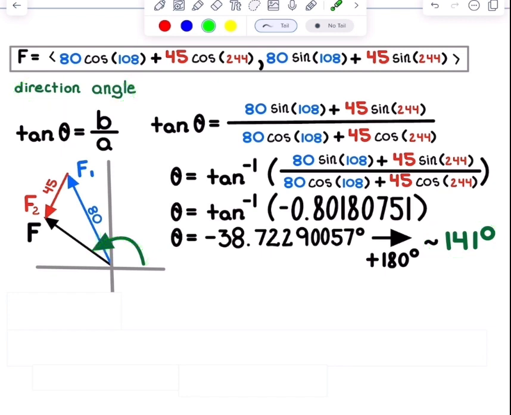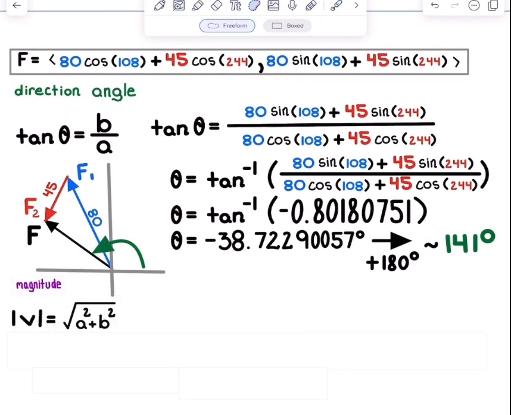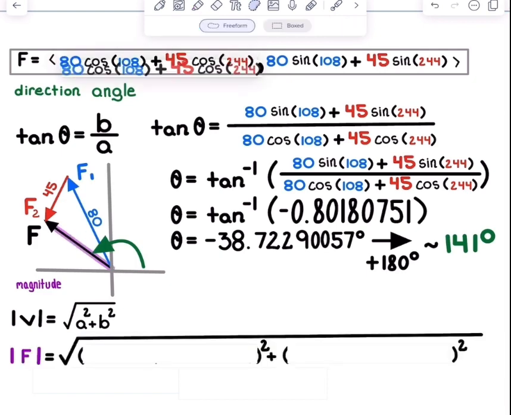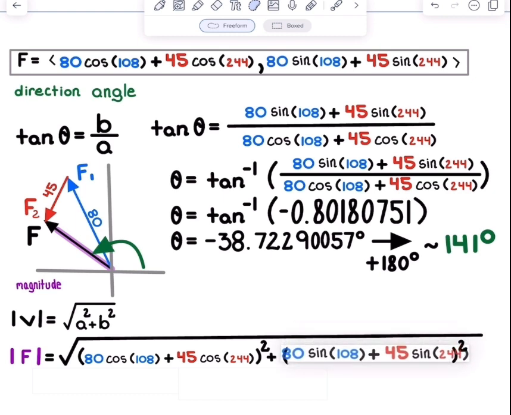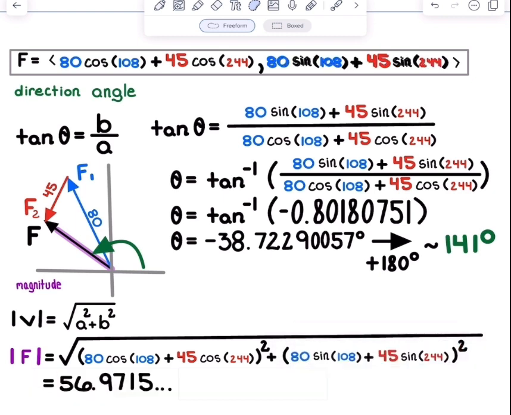The magnitude of a vector is the square root of the sum of the squares of the x and y component. So let's substitute in the x component of our vector and the y component of our vector. And then using our calculator, I estimate that the magnitude is approximately 57 newtons.